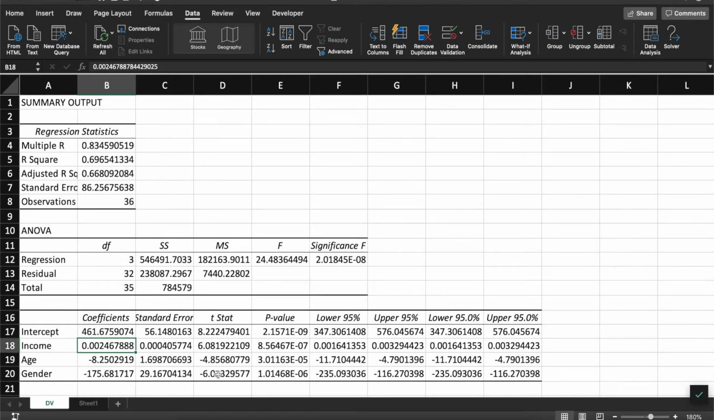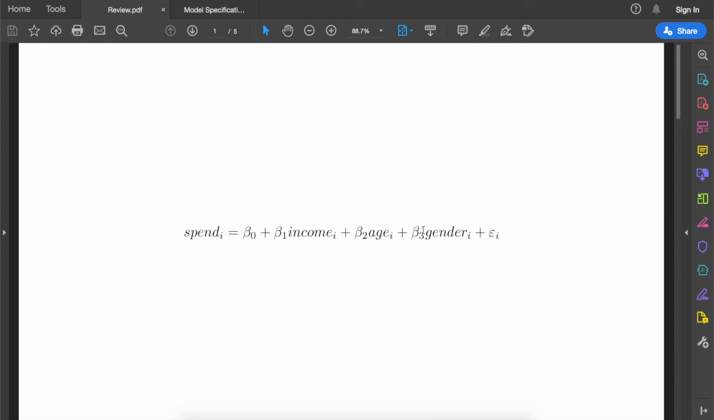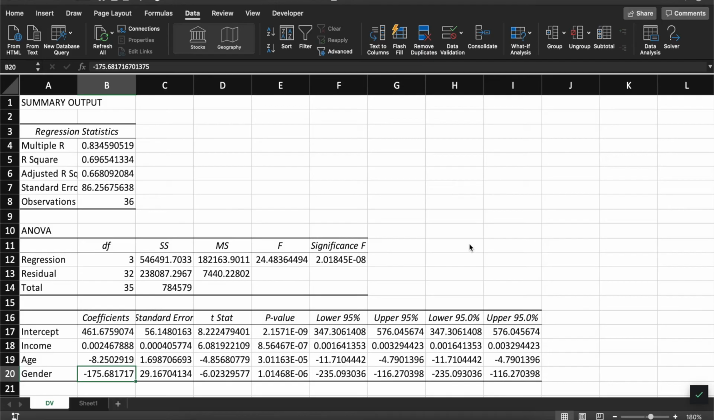And like we said before we ran the regression, this difference here of 175, if we go back to our model, we already said that beta 3 is going to be the difference in soda expenditures. That's going to be the difference in the intercept. And again, the base category here is females. Because this coefficient is negative 175, this means that females on average spend $175 or $176 less on soda than men.